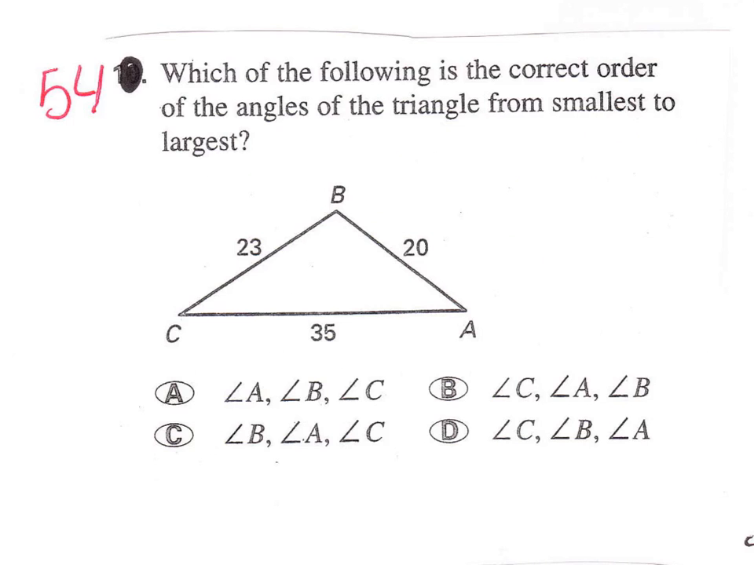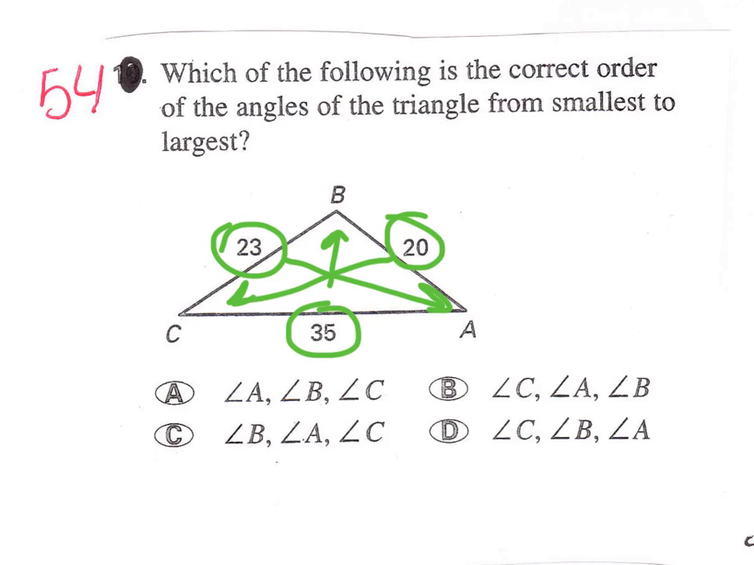Number 54, which of these angles are in the right order from the smallest to the largest? Now pay attention to your sides. Remember, the length of the side has to do with the size of the angle. So is it smallest to largest? Is it A, which is ABC, B, which is CAB, C, which is BAC, or D, which is CBA?